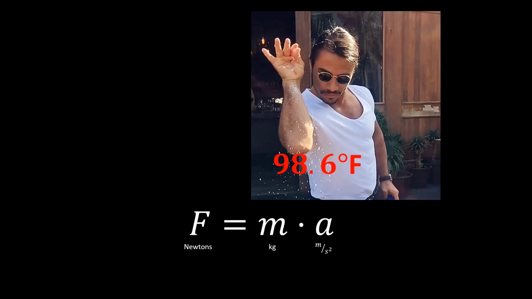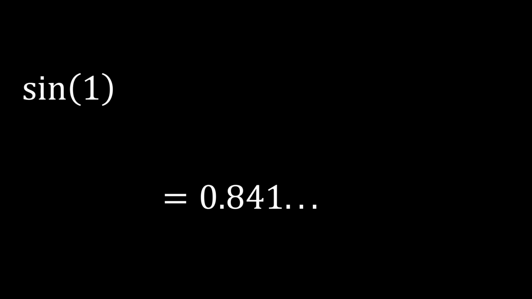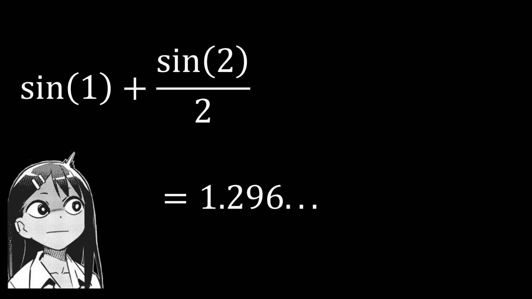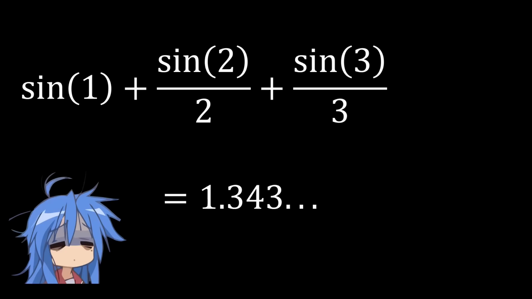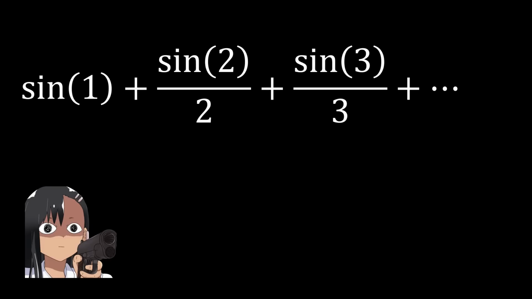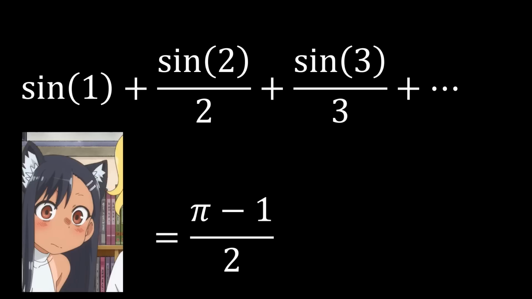Now, at the risk of you leaving this video, let me beat this dead horse even more. The sine of 1 gives you garbage. Add on the sine of 2 over 2, you get garbage. Add on the sine of 3 over 3, you get garbage. And if you keep adding them up, you get pi minus 1 over 2.